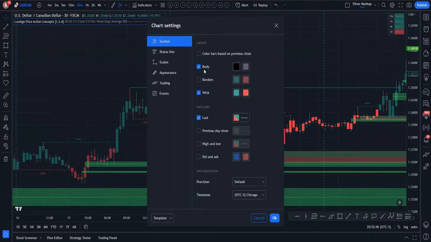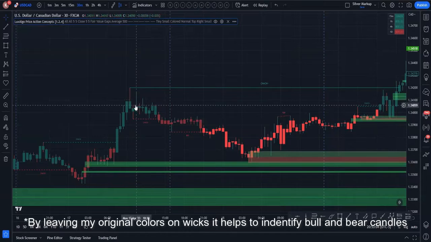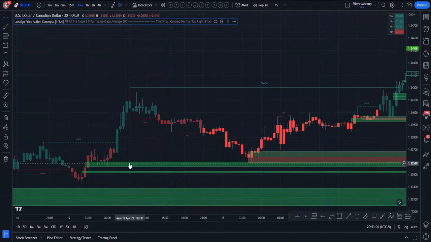But as long as the body is set up like this and the borders are grayed out, it'll work and it'll look like mine, to where you'll be able to know exactly what is what. The reason I leave the wicks as they are is because I can see if it's a downward or upward candle within the trend. So it helps me figure that out. That's why I do it exactly like that. So that's how you set up the candlesticks. That way it'll look exactly like mine.